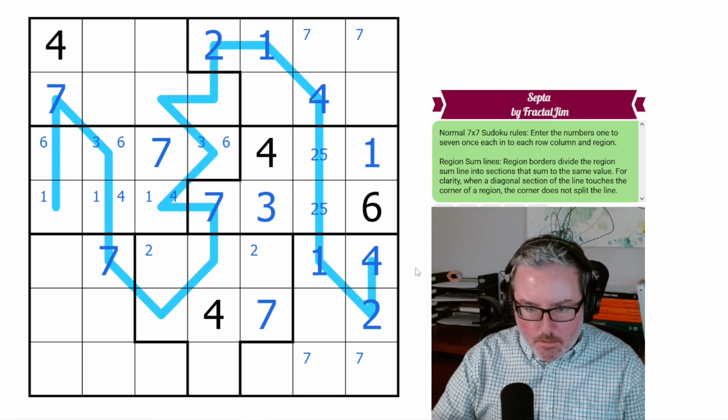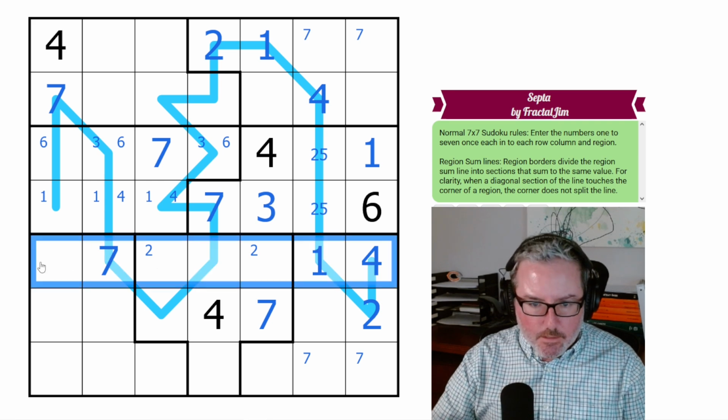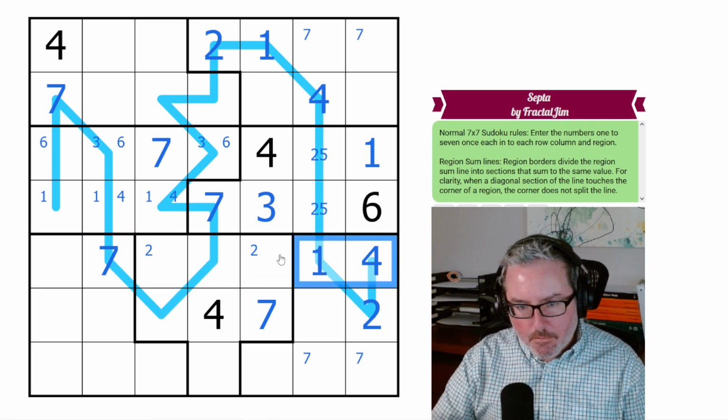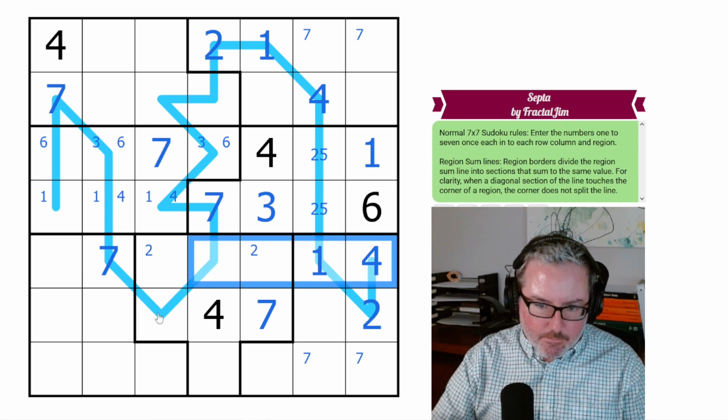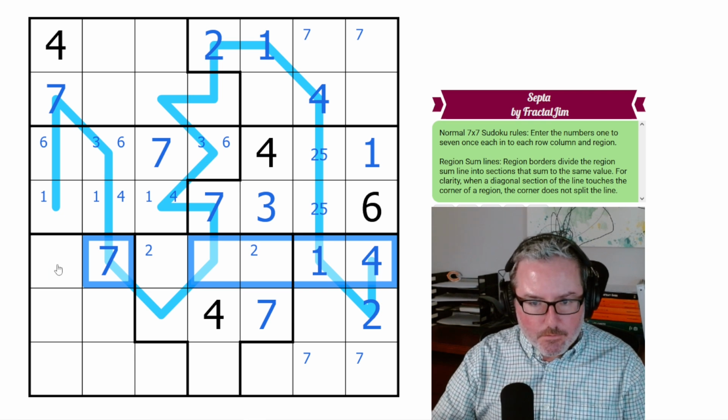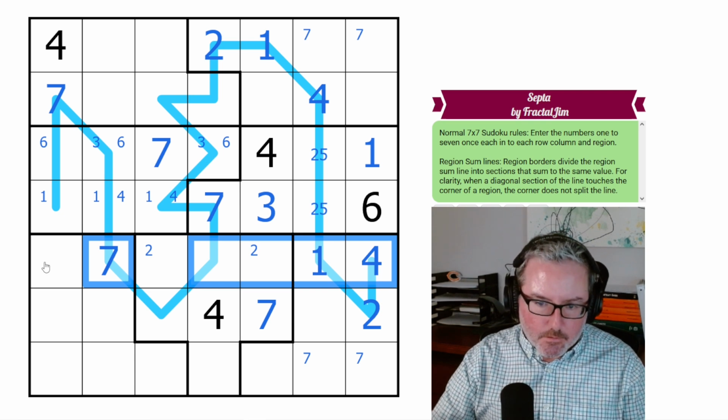So what is left here? How about 3 in this row? These can't be 3. This can't be 3. I thought it was going to be a little better. This can't be 3 because this would have to be a 4, and this can't be 3. But you've got 2 possible 3s left over.